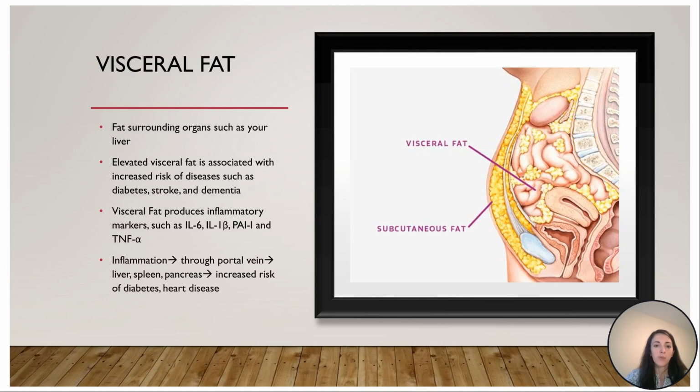Okay, so I've mentioned visceral fat a couple times. Visceral fat is the fat surrounding your organs, like your liver, and it is associated with an increased risk for different types of, especially metabolic conditions like diabetes, stroke, and even dementia. And the visceral fat itself actually produces different types of inflammatory cytokines. Some are listed there. And that inflammation doesn't stay there. It gets circulated through your body, through your vascular system. And so we'll talk about decreasing visceral fat as well.